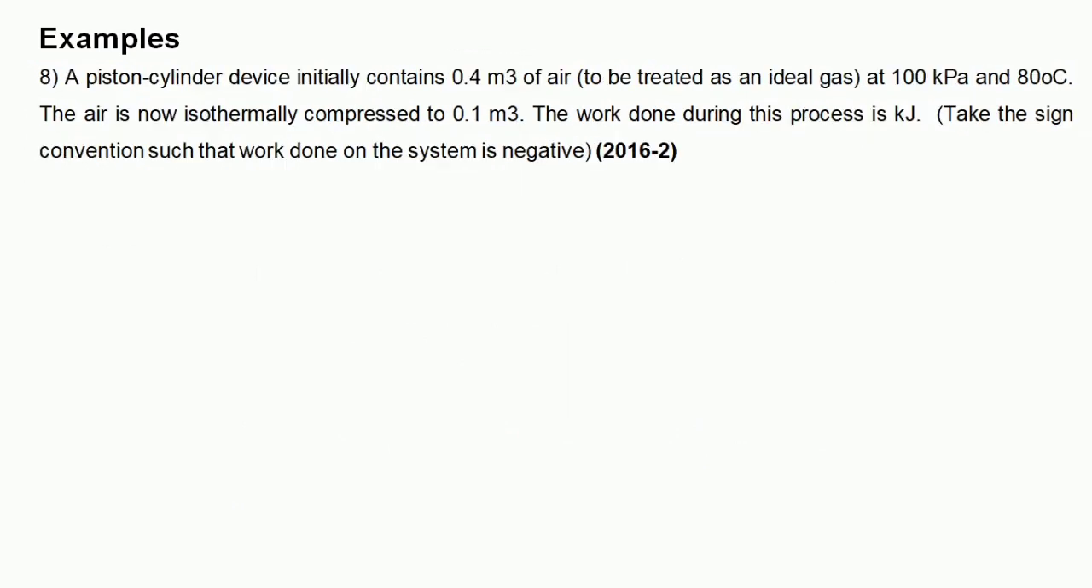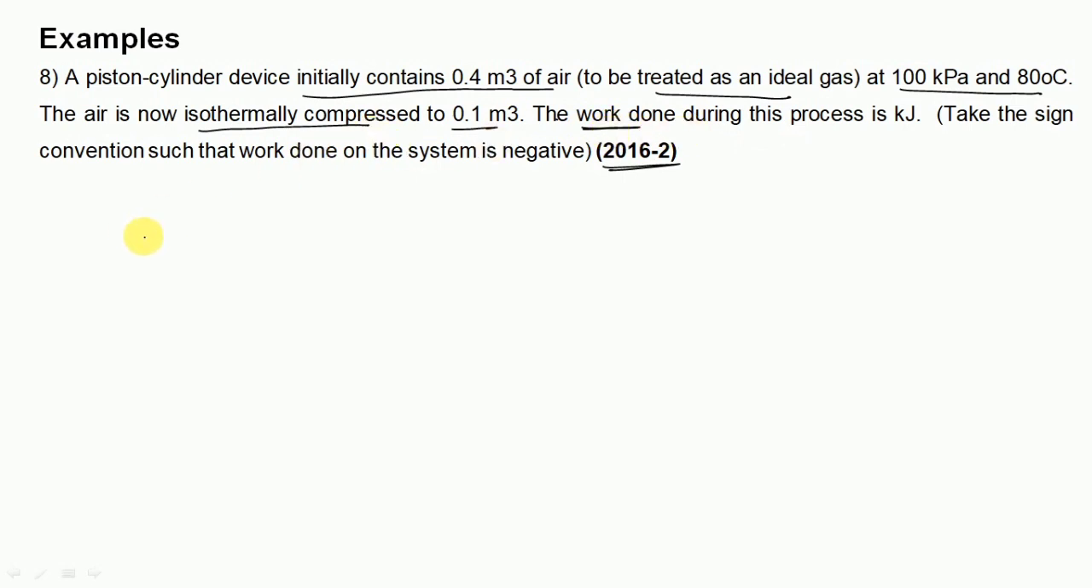Now next, example number 8, which is from GATE 2016 set number 2. Here the piston and cylinder initially contain 0.4 meter cube of air, and it is an ideal gas. The pressure and temperature are also given. Now it is isothermally compressed, so the temperature remains constant, and the volume becomes 0.1 meter cube. We need to find the work done during the process.